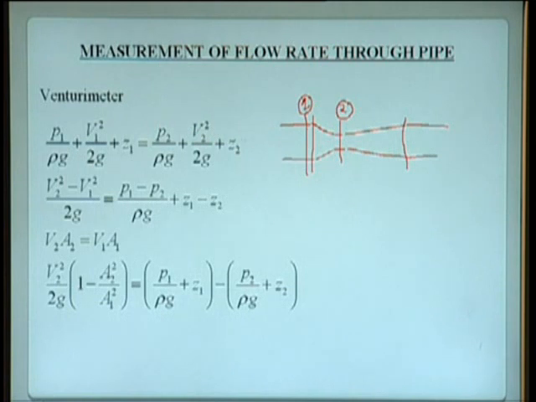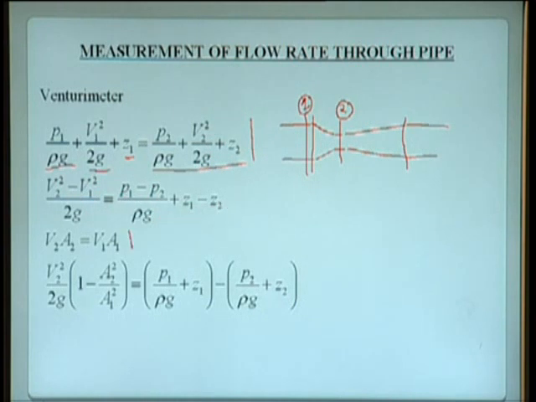So at 1, if pressure is equal to P1, then P1 over rho g is the pressure head, plus V1 square over 2g is the kinetic head, plus Z1. If it is horizontal, then Z1 and Z2 will be the same, but if it is inclined, then Z1 and Z2 will be different. And at point 2, what is the total energy? Pressure head, kinetic head and potential head, these can be written P2 over rho g plus V2 square divided by 2g plus Z2. Now this equation can be manipulated in the form of V2 square minus V1 square divided by 2g is equal to P1 minus P2 divided by rho g plus Z1 minus Z2.